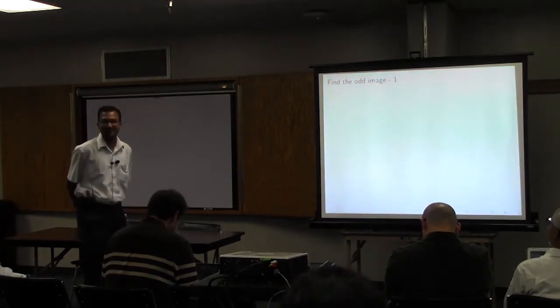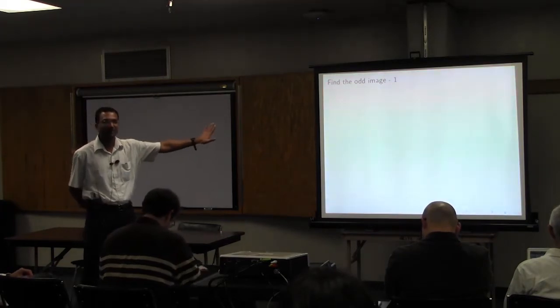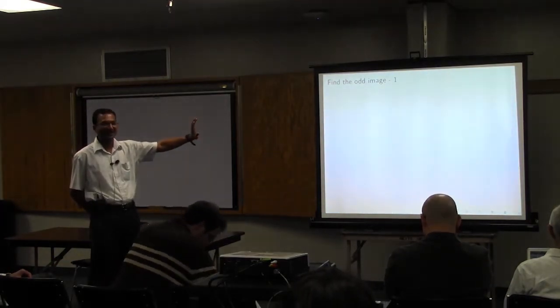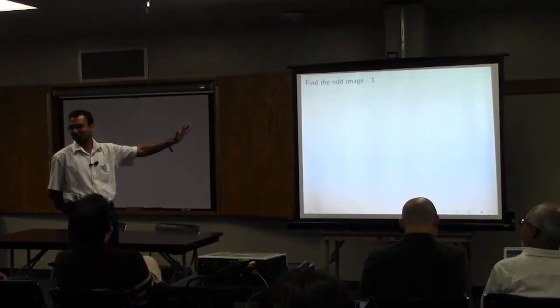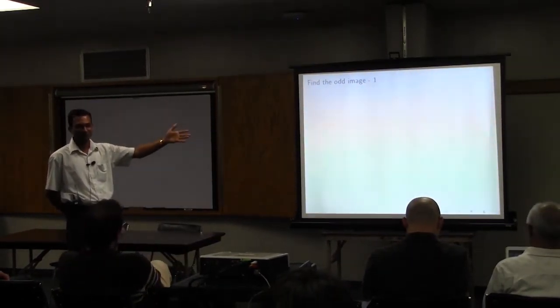Okay, so let's start with the real experiment. In what I'm going to display, you'll see about 20 images. 19 of them are the same, and the one image is going to be different. And you have to find out which one is the odd one.